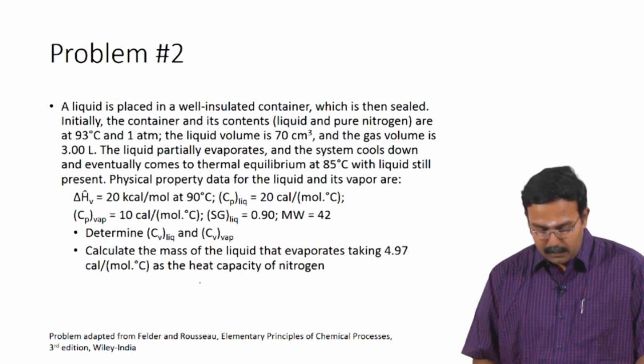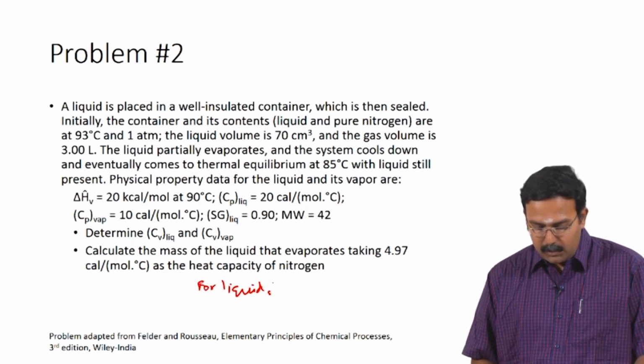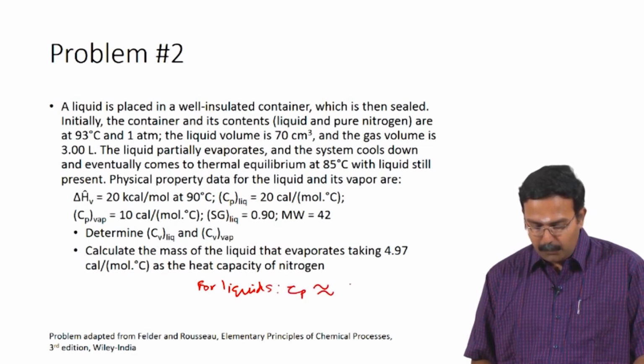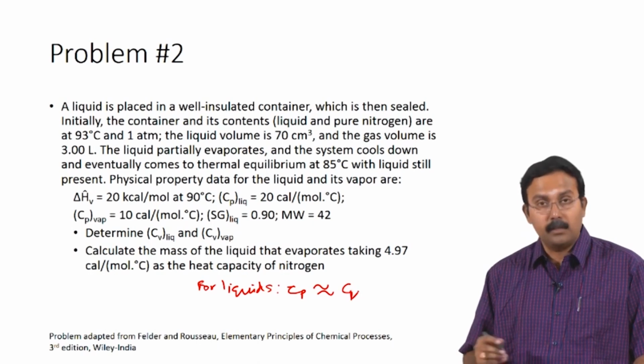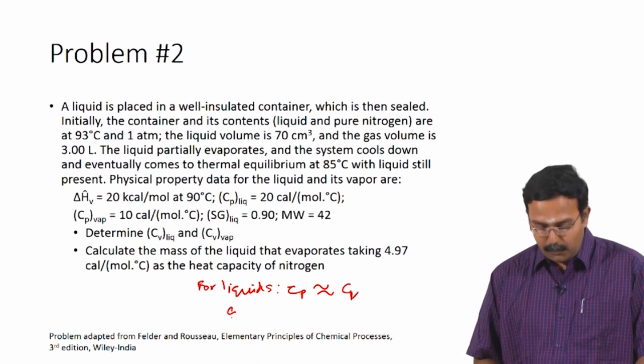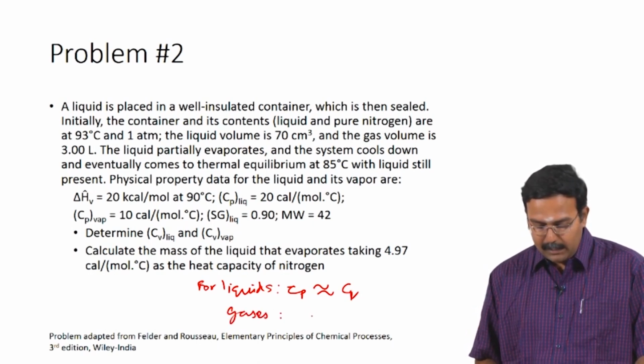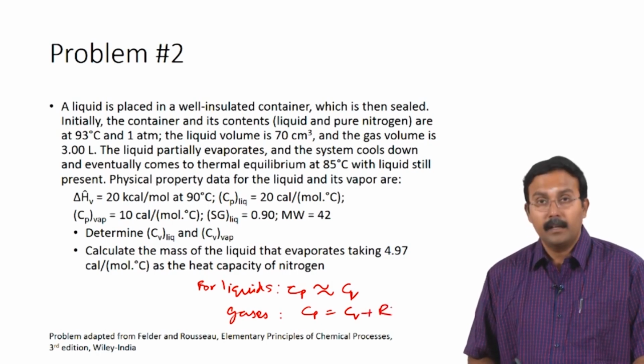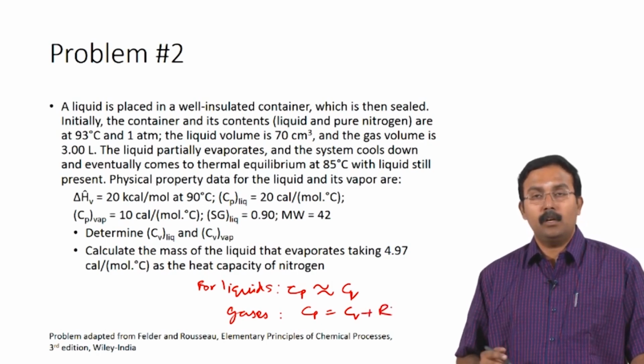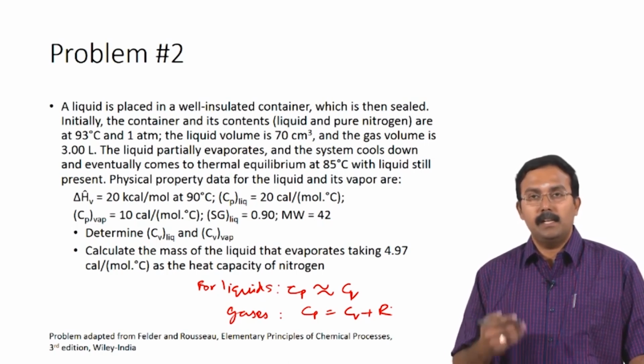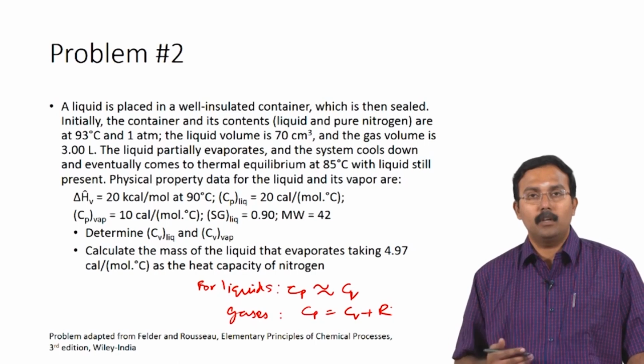For liquids, Cp equals Cv, and this is an approximate equality, but a good approximation to use. And for ideal gases, it is Cp equals Cv plus R. So, these are the two correlations which we have been told. Using this we can calculate the Cv of the liquid and the vapor phase of component A.